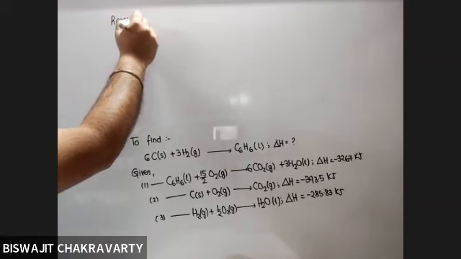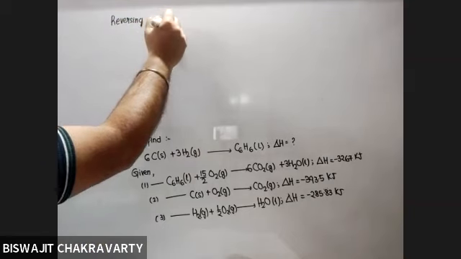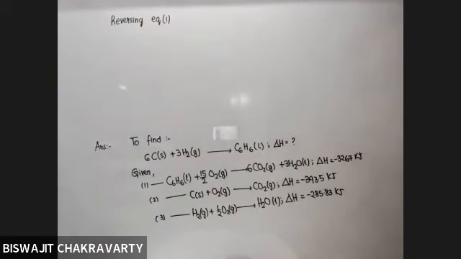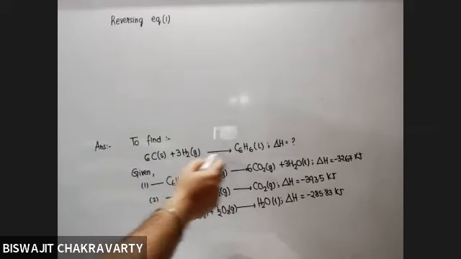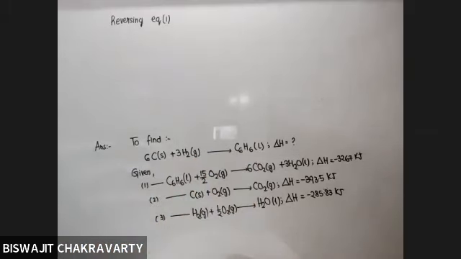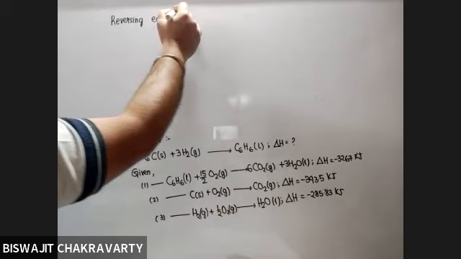Reversing equation 1. So when we reverse any equation, last class, did we discuss that delta H will become just the opposite sign? Yes, sir. Okay. So since in the required equation C6H6 is on the right hand side, and here the C6H6 is on the left hand side, so I have to convert all of them according to this. So for that, the first equation must be reversed. Clear? Yes, sir.